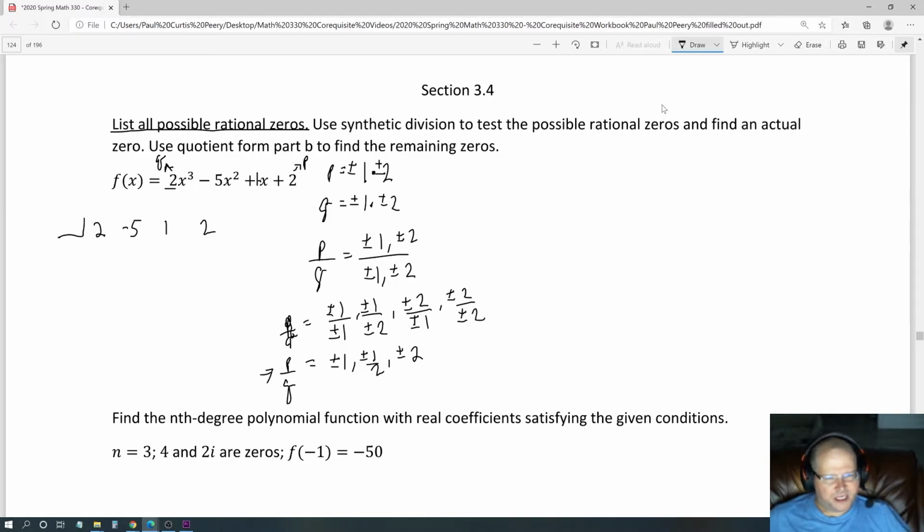I'm going to pick negative 1, which means I'm going to flip it to a positive 1 over here. So we'll just do the 1. There we go. Keep it simple. Okay. So I bring down the 2. And I say 1 times 2 is 2. Negative 5 plus 2 is negative 3. 1 times negative 3 is negative 3. Negative 3 plus 1 is negative 2. Negative 2 times 1 is negative 2. Negative 2 plus 2 is 0. Cool. So I got it first try.